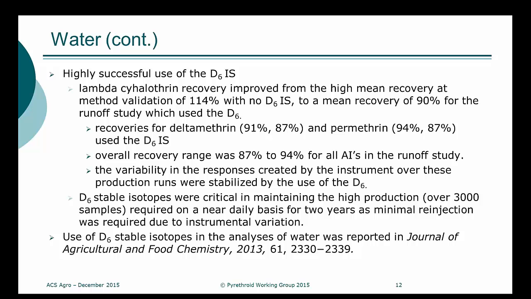The recoveries for the deltamethrin, which incorporated it, and the permethrin prior and during method validation show very similar results at validation and over the whole term of the study. So the overall range for the AIs in this runoff study were 87 to 94%. They were very tight in the RSDs, and the variability in the responses created by this instrument over time were stabilized by the use of the D6. So it was a very successful study.